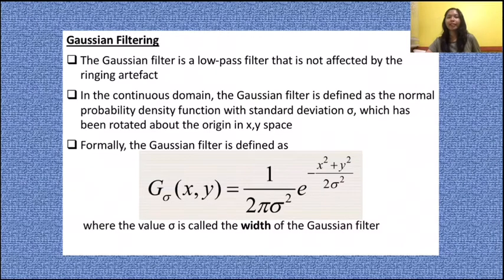Gaussian filtering. The Gaussian filter is a low-pass filter that is not affected by ringing artifact. In a continuous domain, the Gaussian filter is defined as the normal probability density function with standard deviation sigma, which has been rotated about the origin in X, Y space. Formally, the Gaussian filter is defined as a formula as you can see in the picture, where the value of sigma is called the width of the Gaussian filter.